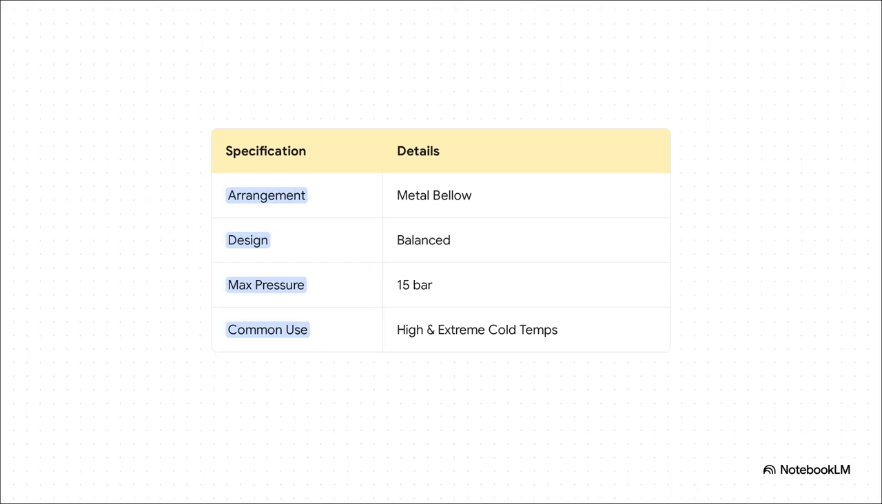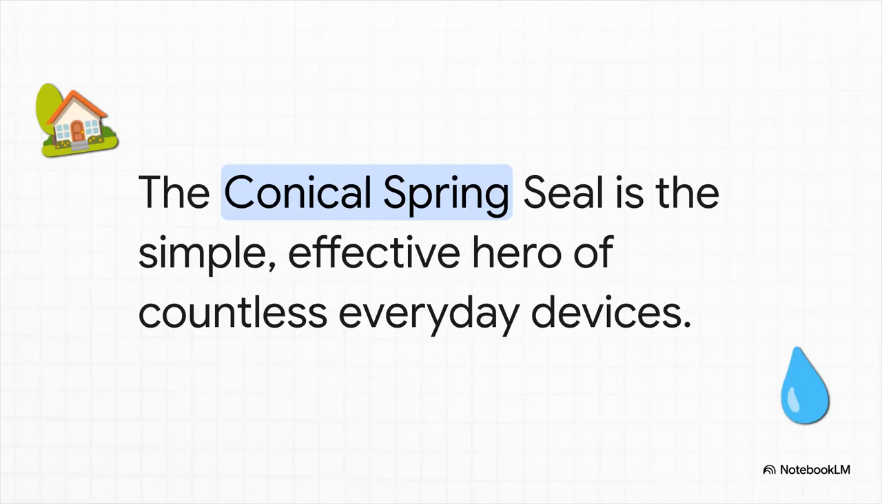This one uses a metal bellow, but its real magic isn't what it has, it's what it doesn't have. There are no rubber O-rings, no elastomers at all. That flexible metal bellow does all the work, which allows this thing to operate at temperatures that would literally destroy any other seal.